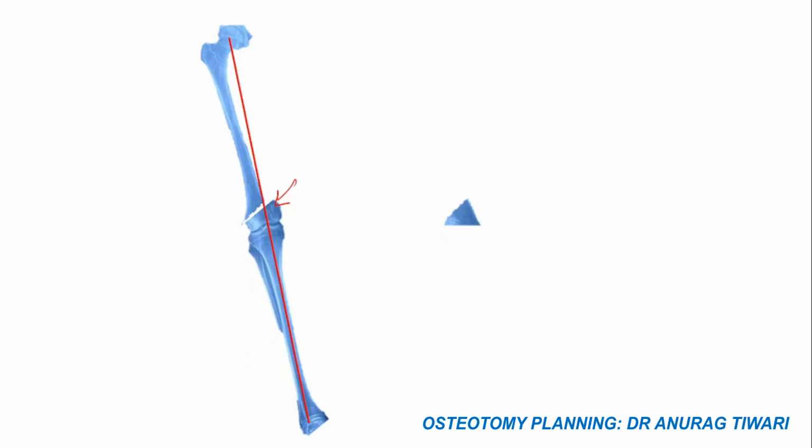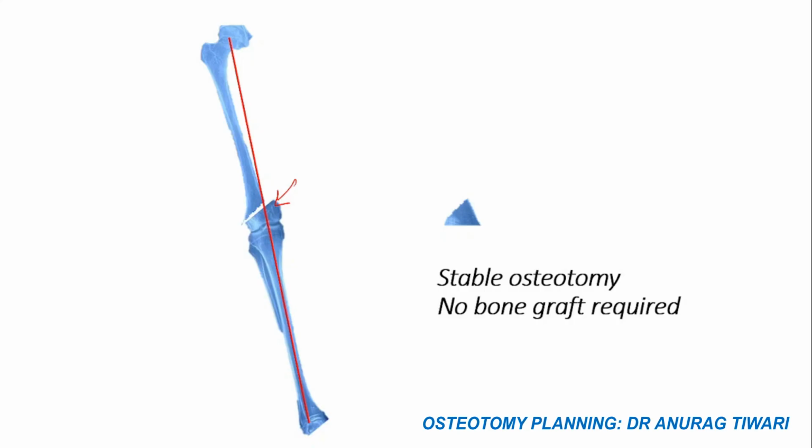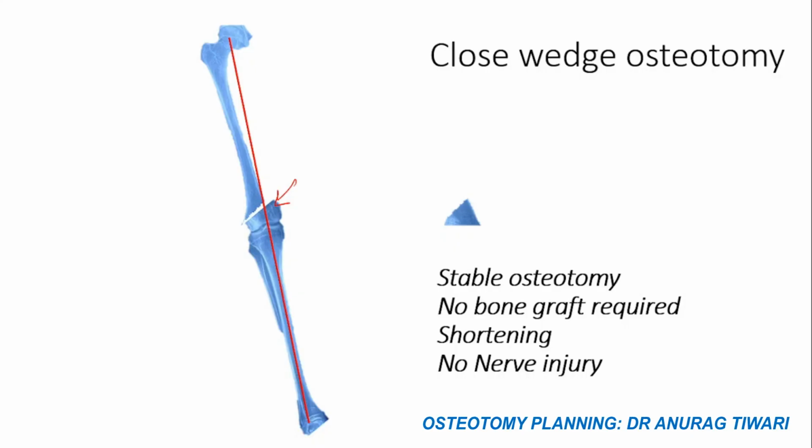In this case, the osteotomy is a stable osteotomy because there is a large surface area in contact, and there is no bone graft requirement after the osteotomy. There will be, however, shortening of the lower limb, and there is no nerve injury expected. So this is a closed wedge osteotomy, or you can say, as we are doing it on the medial side, this is a medial closing wedge osteotomy.